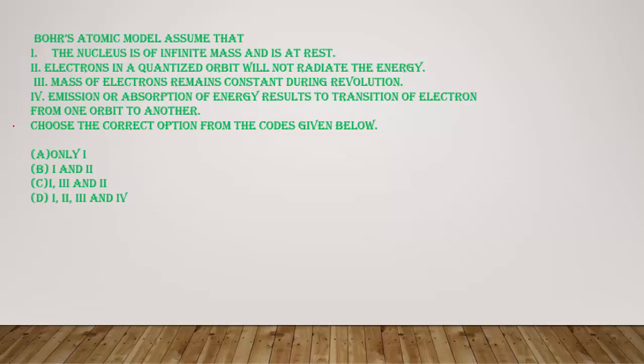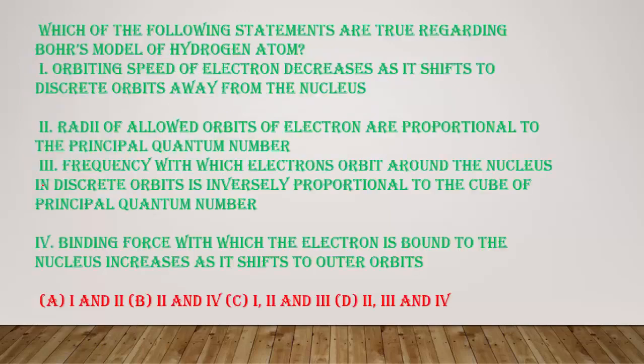Option A is only 1 is right. Option B is 1 and 2. Option C is 1, 2 and 3. Option D is 1, 2, 3 and 4. Yes, it is the right answer because the nucleus is of infinite mass and it is at rest. Yes, electrons in a quantized orbit will not radiate energy. Mass of electrons remains constant during the revolution. Yes, that's why option D is the right answer.